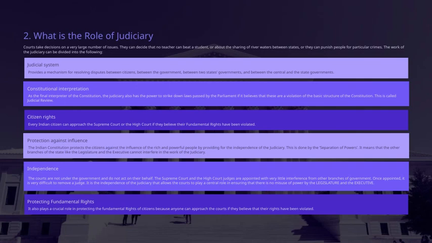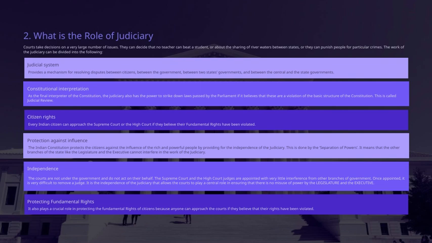Now, let's look at the role of the judiciary in our country. Courts handle a wide range of issues, from deciding that no teacher can beat a student, to resolving disputes over river waters between different states, and even punishing people for crimes. Their work can be broadly divided into a few important areas.